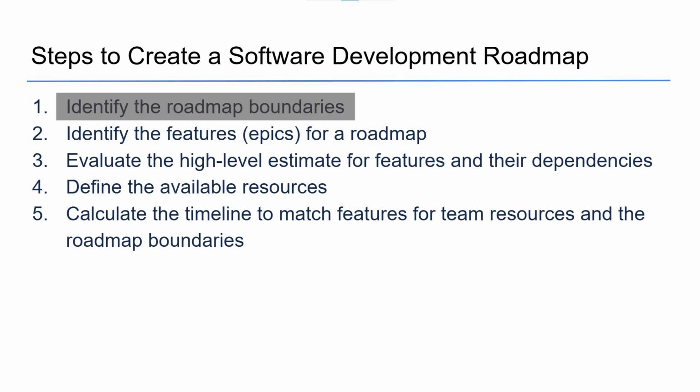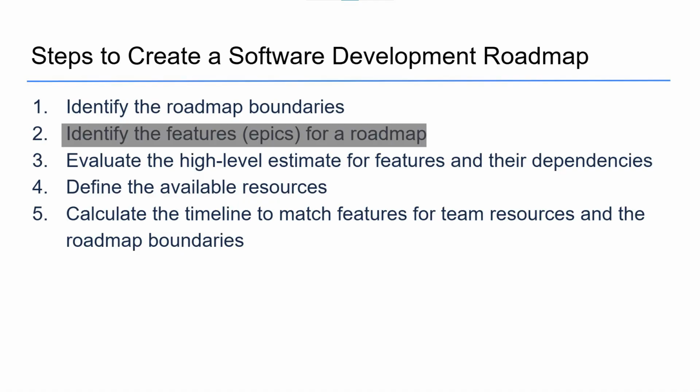Step number 1. Identify the roadmap boundaries. How far ahead do you want to plan in the future? Is it the next month, or the next quarter, or maybe some custom dates? It's very important to clearly define this parameter to ensure that you understand what your planned ambitions are, as well as the start and end date for a roadmap.